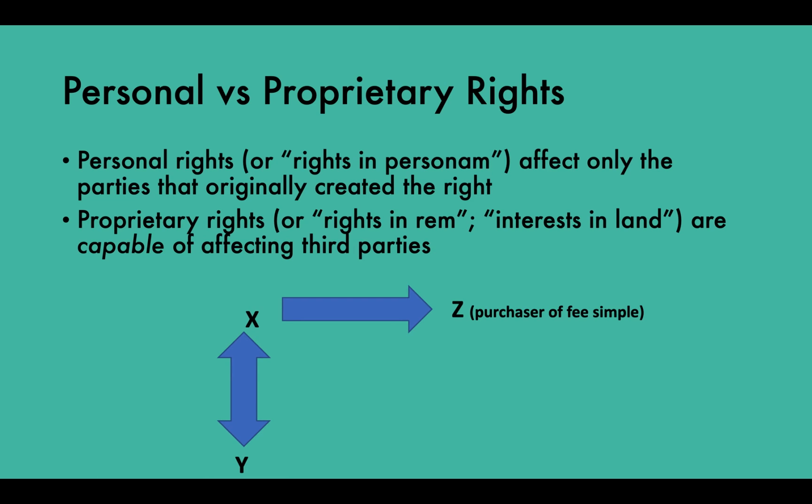If the right X and Y have agreed to is a personal right, that right will therefore have no effect on Z under any circumstances. A personal right will only affect X and Y.